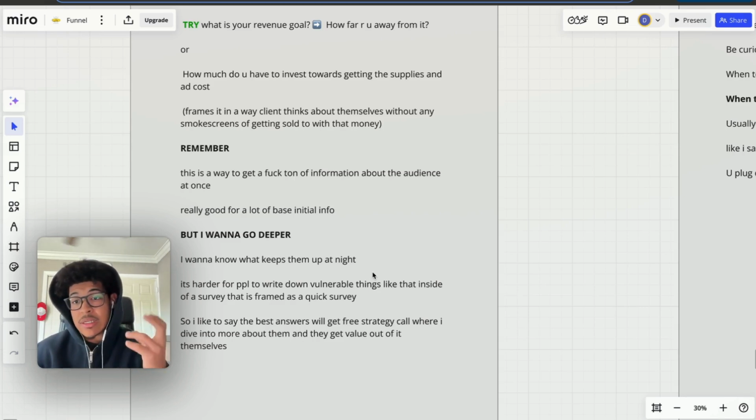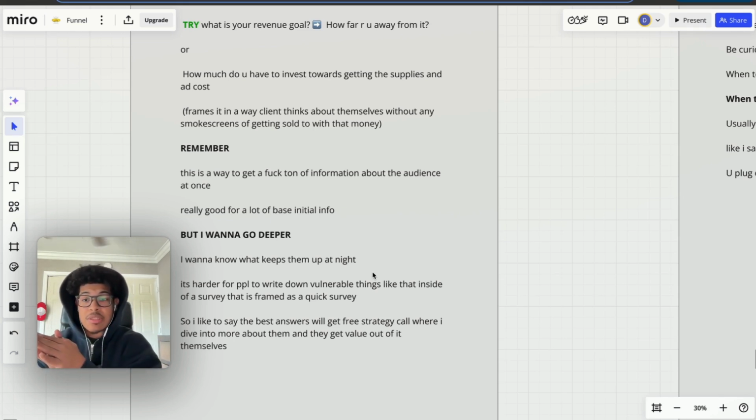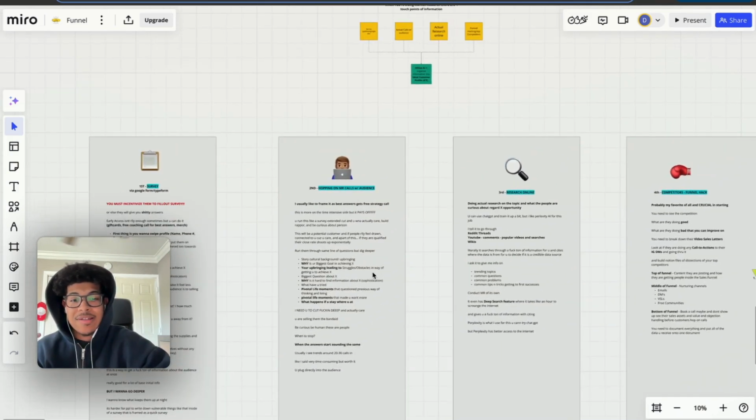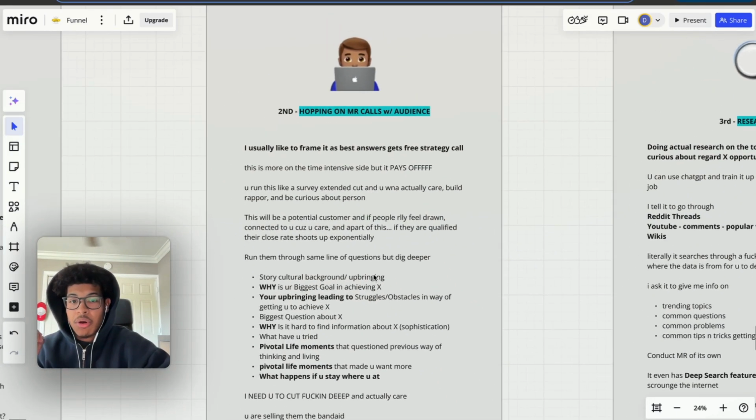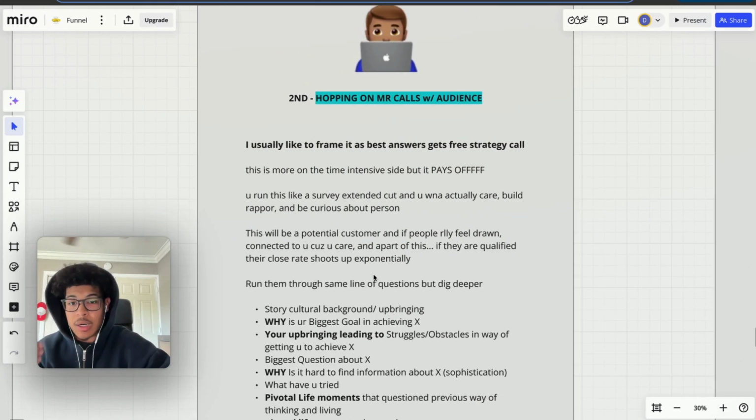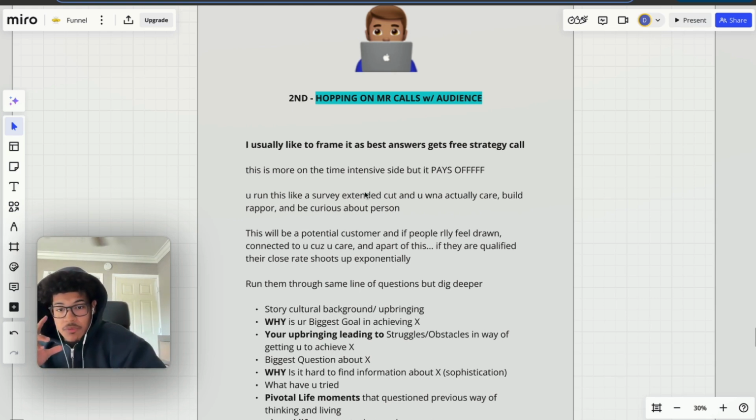So like I said, I incentivize the best answers to get a free strategy call where I dive into more about them and they get value out of it. It's an equal exchange. I get to dive more deep into the ICP, and then they get their first lines of action on what they need help on. And that brings me into the second touch point, hopping on market research calls with the audience, right? Like I said, fill out the survey, best answers get a free strategy call. This is more on the time intensive side, but it pays off, right?